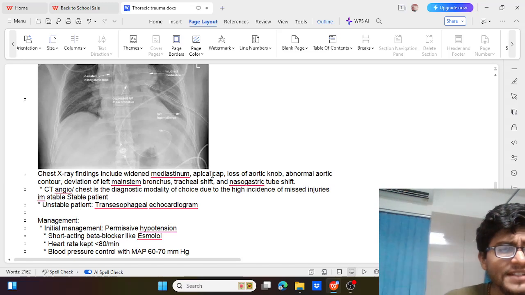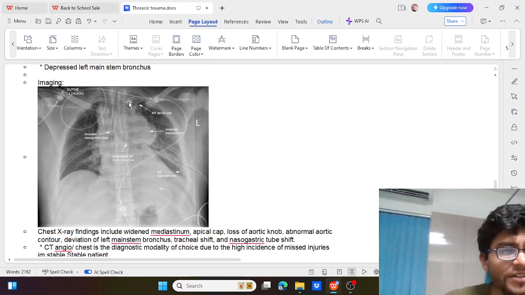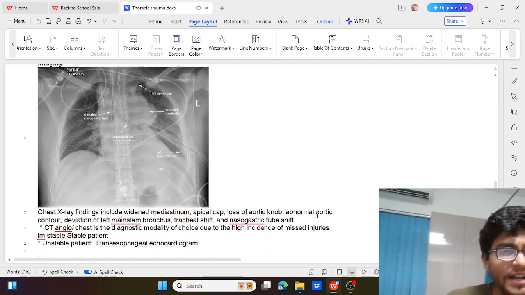What are the other findings? Like the apical cap, we can see here the apical cap, loss of aortic knob, and abnormal aortic contour, deviation of the left main stem bronchus, tracheal shift and nasogastric tube shift. So all these things are features of aortic injury, and the diagnostic investigation of choice to confirm is CT angio, CT chest.